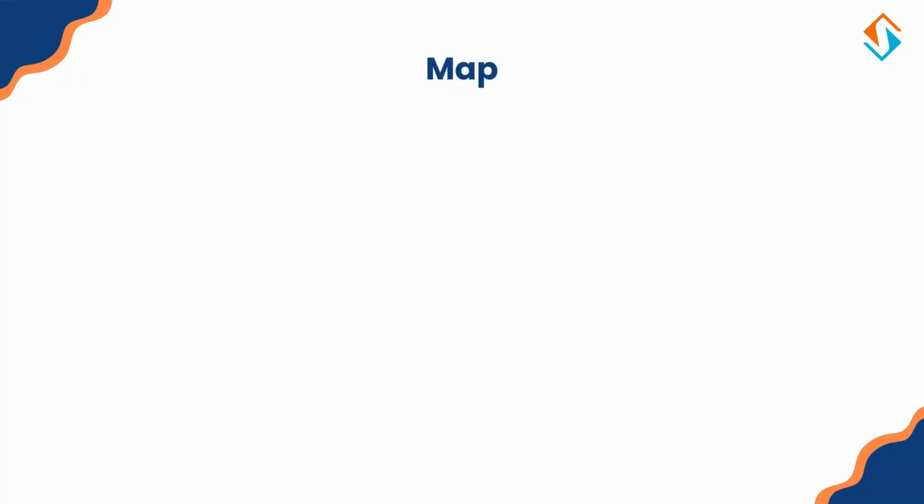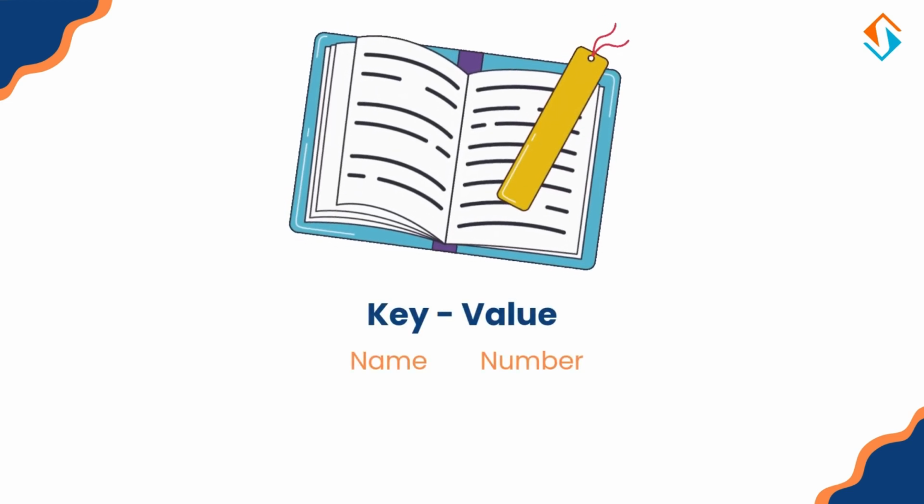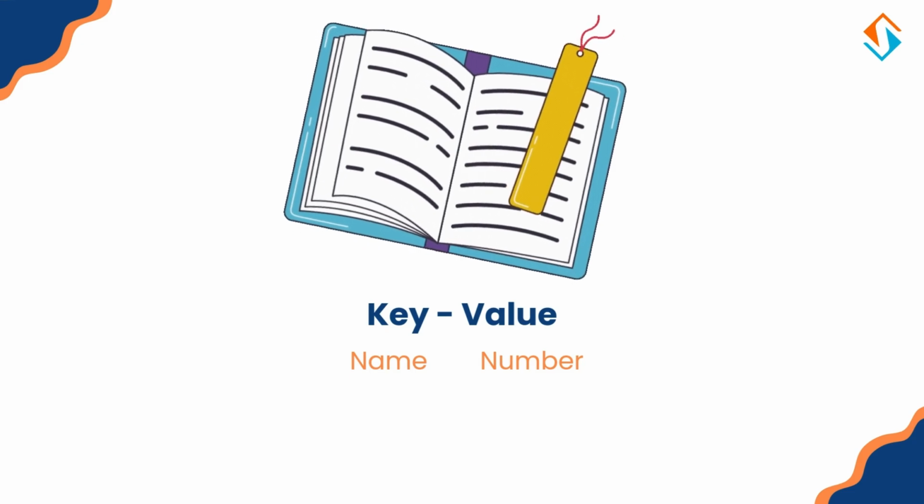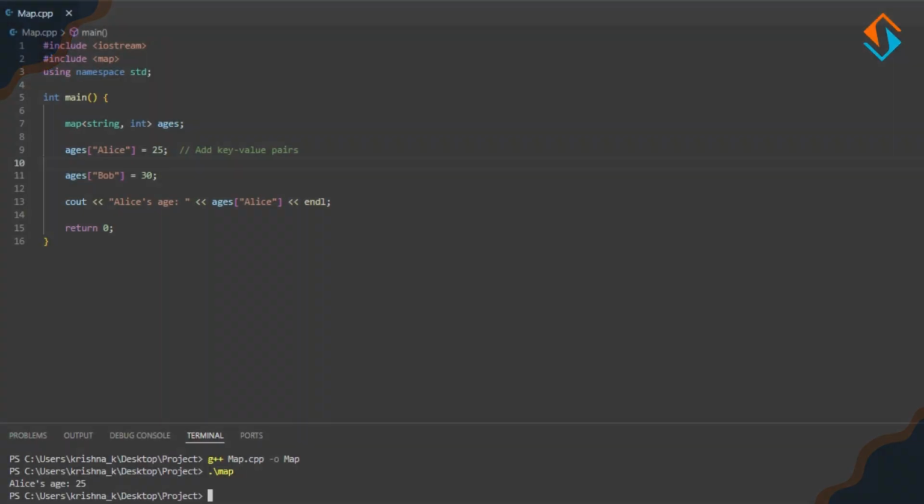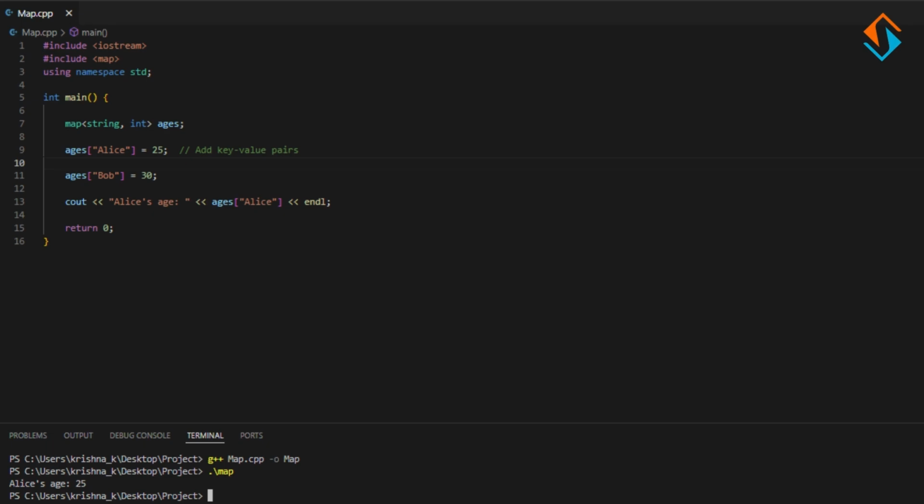A map is like a dictionary. It stores data as key-value pairs. For example, think of a phone book where names are the keys and phone numbers are the values. Keys are unique. Access values using keys like ages, then opening square bracket, then the key name in double quotes, and then the closing square bracket.